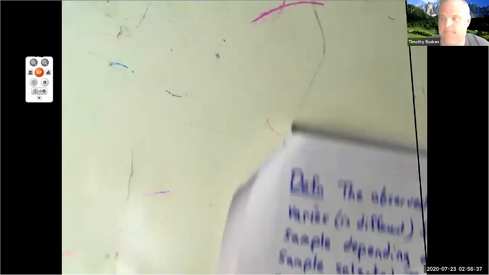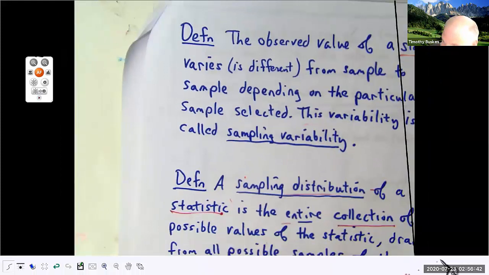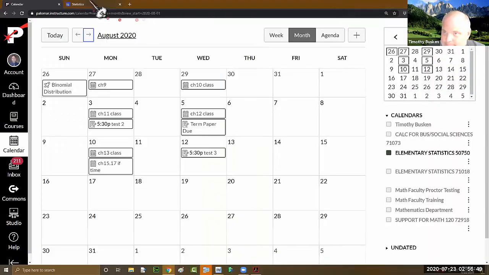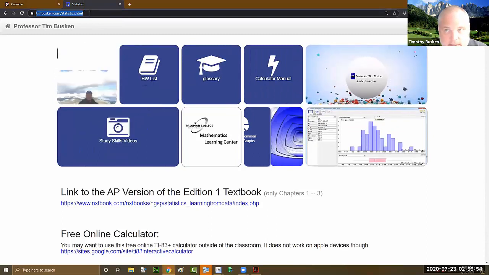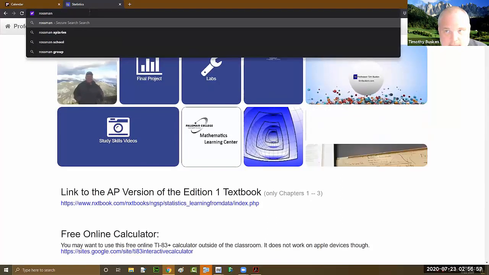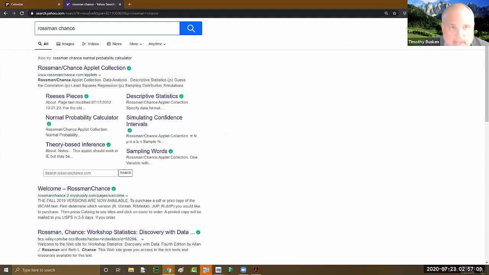All right, so let's give you yet another example, and it's going to come over here. Oh boy, let me get out of this. I'm going to have to throw a link down to this, but Rossman and Chance, they're statisticians, and they did a wonderful job with some computer science graduate students to come up with this applet collection.